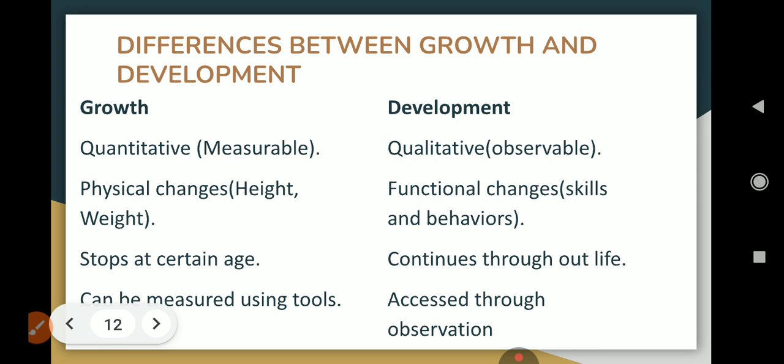Age is just a number. You must have heard this. And growth can be measured using tools. I told you, your growth can be measured with tools like a weighing scale.